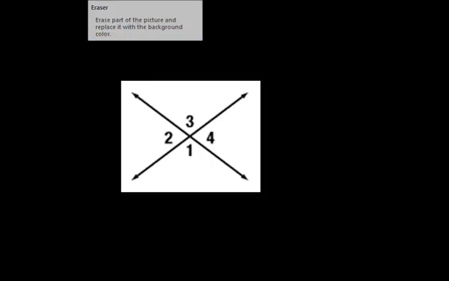When you have two lines that intersect, they form two pairs of vertical angles, or another way to think about a vertical angle is they're opposite of each other. So in this figure, angle 2 and angle 4 are vertical. They're opposite of each other, and vertical angles are always congruent.